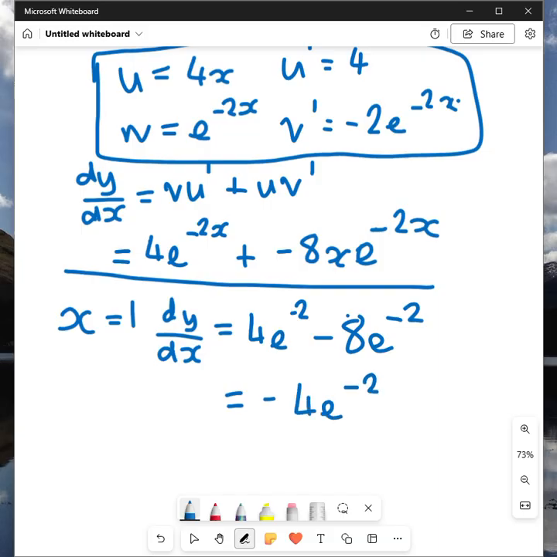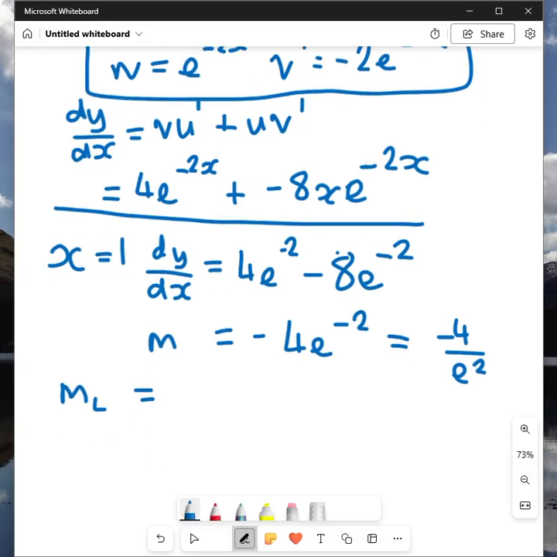So that's our gradient. Now I want the gradient of line L, which I know is the negative reciprocal because I know it's normal to the curve at that point, meaning they're perpendicular. So I'm just going to rewrite that as a fraction. That would be minus 4 over e squared. So if it's negative, make it positive and then flip it. So that would be e squared over 4. That's the gradient of L. Or I could write that as a quarter e squared.